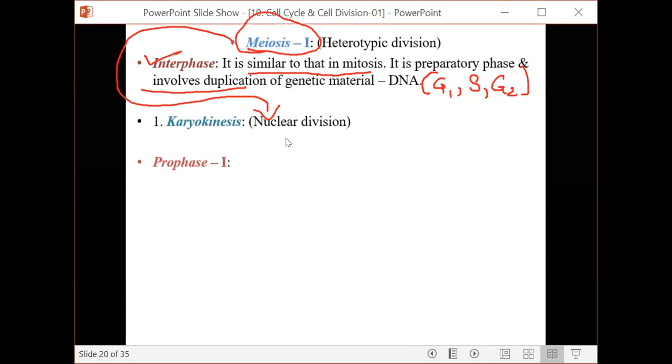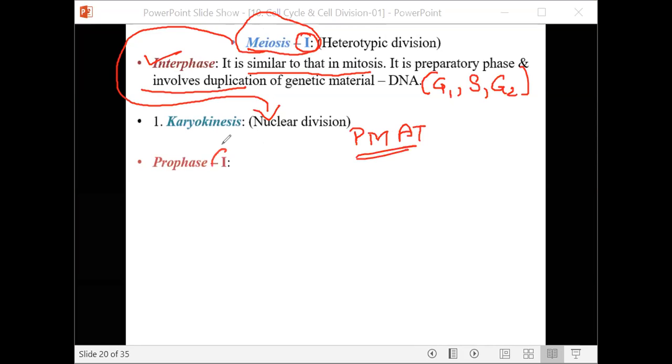Now, first, the PMAT formation, if you remember the PMAT, will take place. Now, this is meiosis one, so we will add a Roman numeral one to each of the phases. So this will be one, this will be one, this will be one, this will be one.